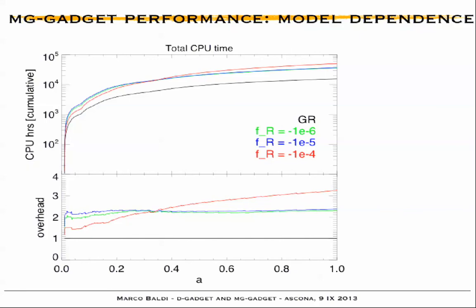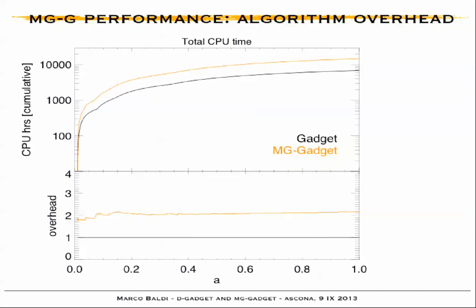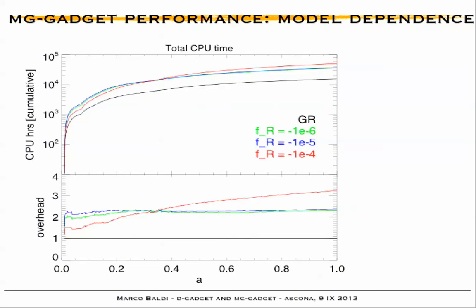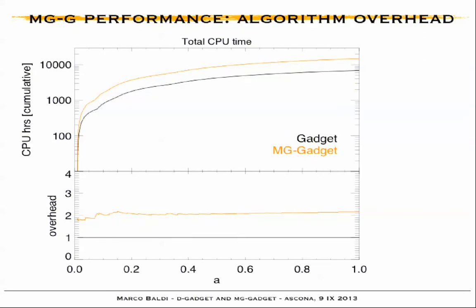Okay, now this is the same thing for MG-Gadget. Again, you see the model dependence. All these simulations have been run with MG-Gadget. What you see here is how the computational time depends on how much the model deviates from standard general relativity. And you see that for this f(R) 10 to the minus 4 model, you have the largest deviation, an overhead of about 3.3. This is the overhead with respect to standard Gadget. So we run MG-Gadget in the general relativity limit. This MG-Gadget run corresponds to this GR simulation here. And you see an overhead of a factor of 2.2, more or less.